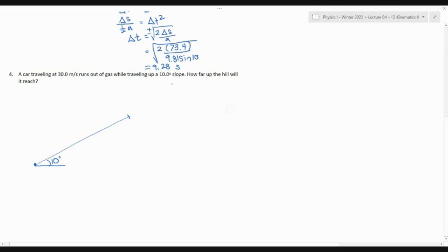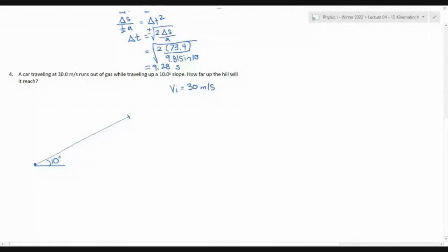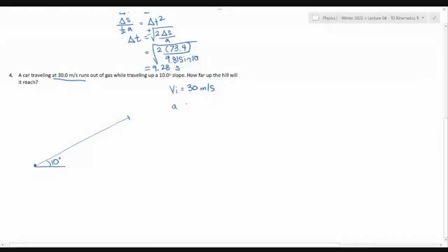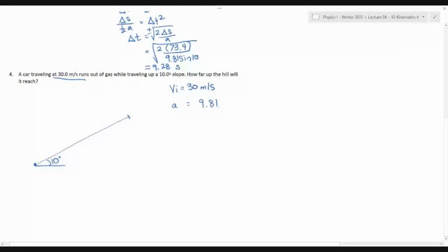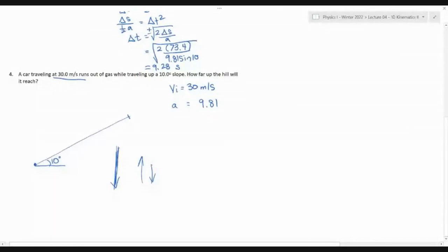The initial velocity is 30 meters per second. Good. What else do we know? Okay, can we say acceleration is 9.81? Acceleration points this way, straight down, right? If the object is moving up or down, we can use acceleration as 9.81.